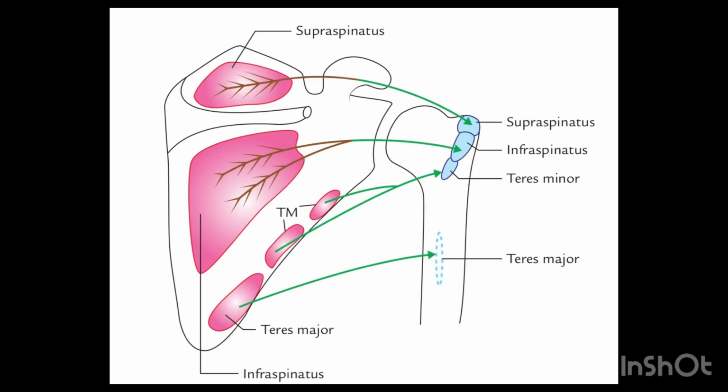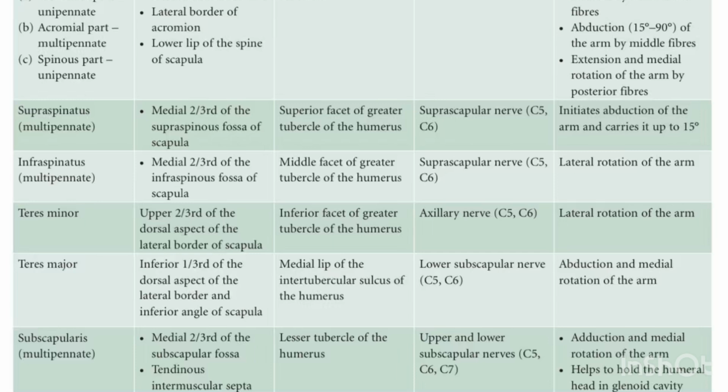Which part of the greater tubercle? The superior facet of the greater tubercle. Very, very easy. Since we know it now, what is the nerve? The nerve supplying this muscle is the suprascapular nerve, which is derived from the upper trunk, C5-C6. Don't forget, C5-C6.